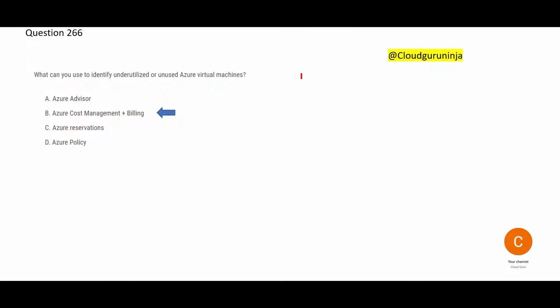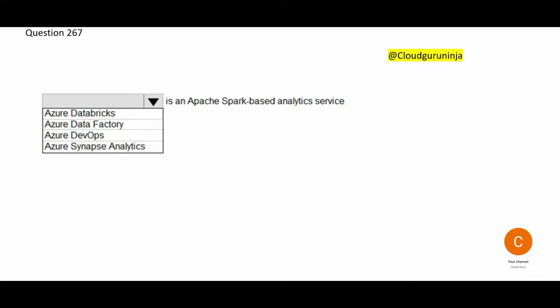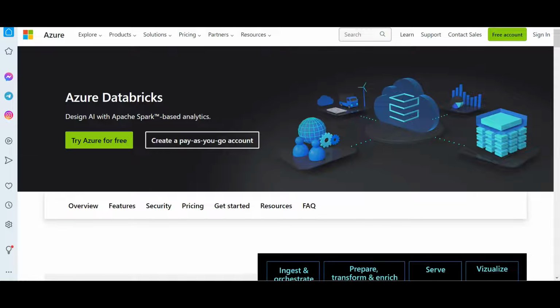This would be my final answer. Now the next question here is, they are saying which of these is an Apache Spark based analytics service. So see, always remember Databricks. Databricks is Spark based. You see this documentation, this is Spark based analytics. Now Databricks is very powerful, man, but it is costly also.